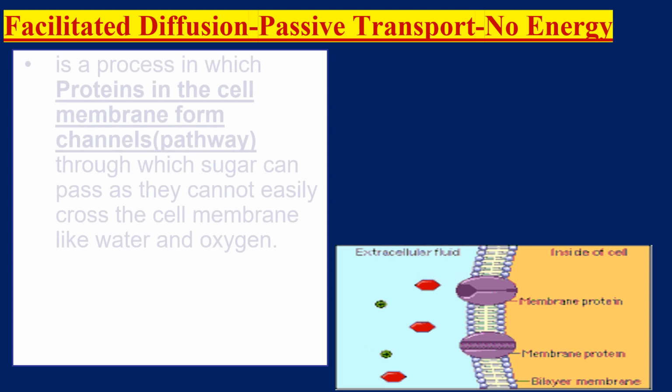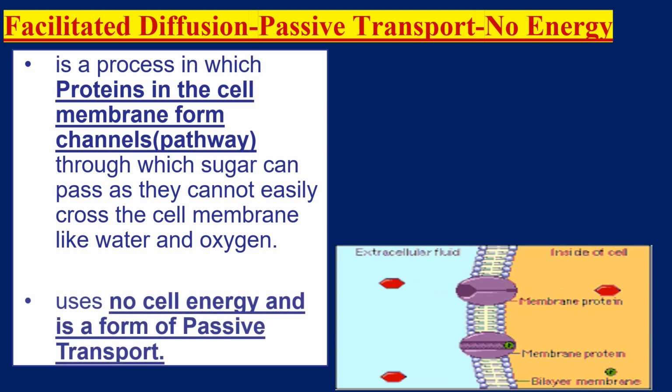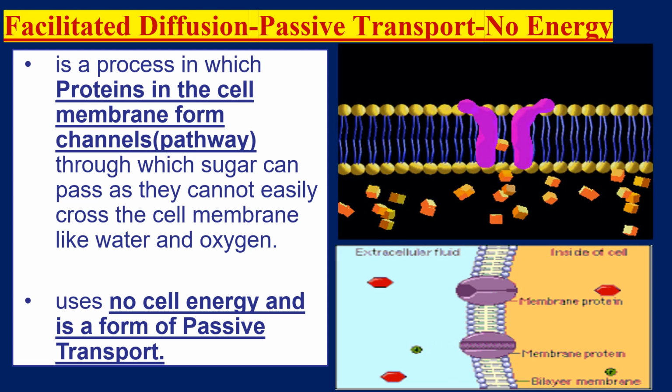Facilitated diffusion is passive transport and uses no energy. It is a process in which proteins in the cell membrane form channels or pathways through which sugar can pass, as sugars cannot easily cross the cell membrane like water and oxygen. It uses no cell energy and is a form of passive transport.